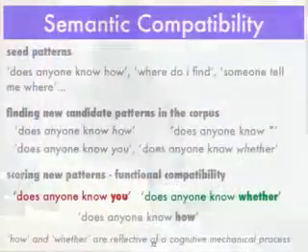Okay. So I'm going to reiterate a little bit. The bootstrapping algorithm starts with a handful of seed patterns that humans pick out. So for example, things like this. And in this work, I used 4-gram patterns. You could use 3 or 5. So things like, does anyone know how, where do I find, someone tell me where.